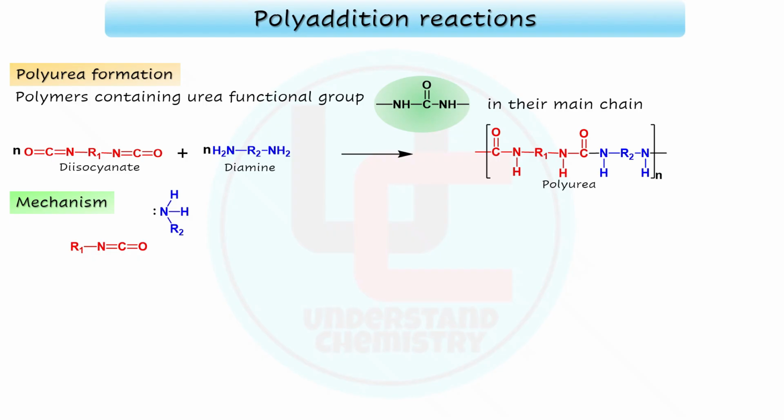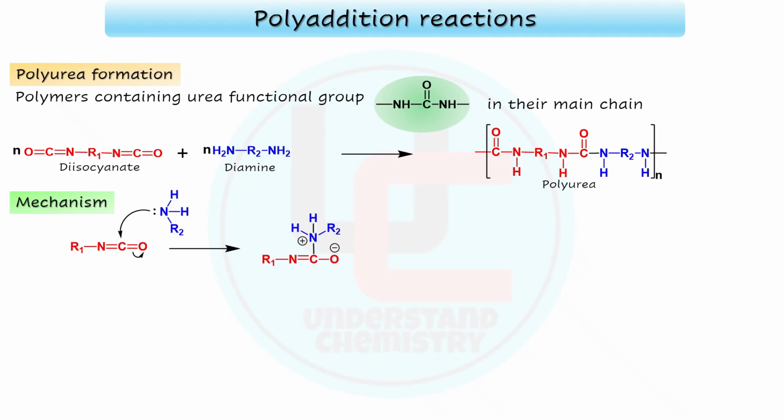Let's break it down. Step 1 in this mechanism is the nucleophilic attack. The amine has a lone pair of electrons on the nitrogen atom, making it nucleophilic. It attacks the electrophilic carbon in the isocyanate, leading to the formation of a zwitterionic intermediate, where the nitrogen becomes positively charged and the oxygen takes on a negative charge.